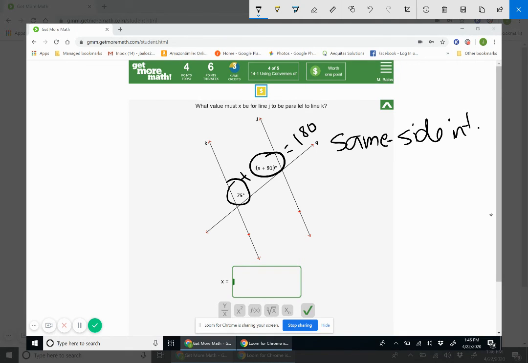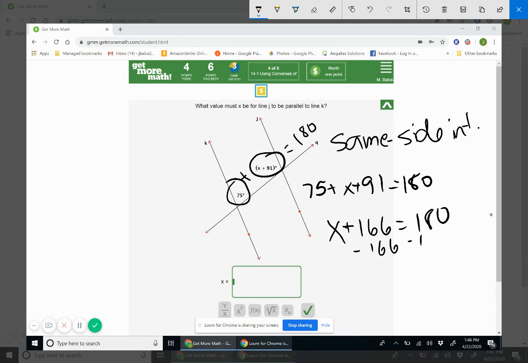So literally just write out 75 plus x plus 91 equals 180. Now this one's a little bit trickier to solve only because you have to combine like terms first. First thing you're going to do is add 91 plus 75. 91 plus 75 is 166. So we have x plus 166 equals 180. Then it's just a normal subtract 166 from both sides. X equals 14. And that's your answer.